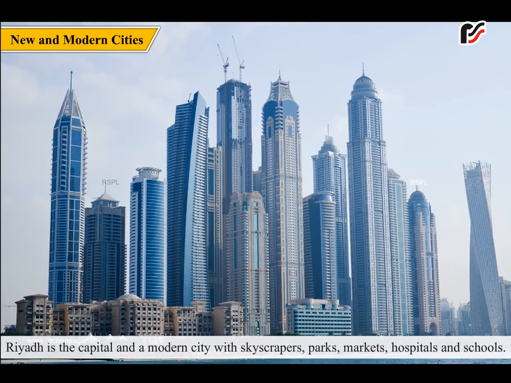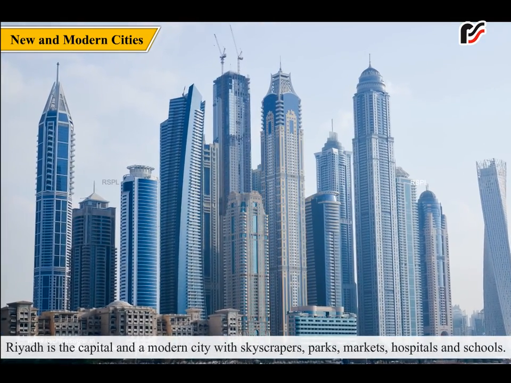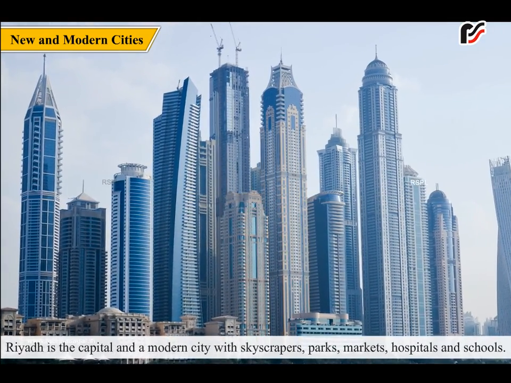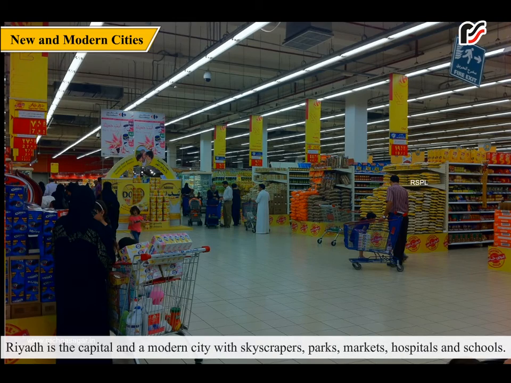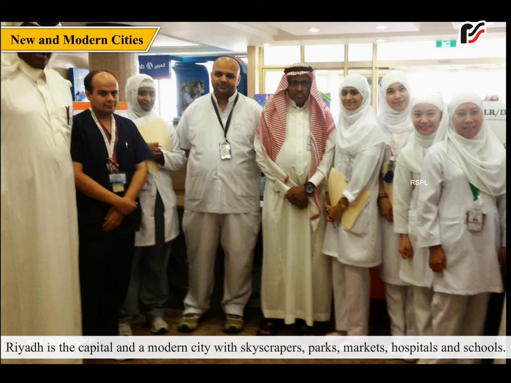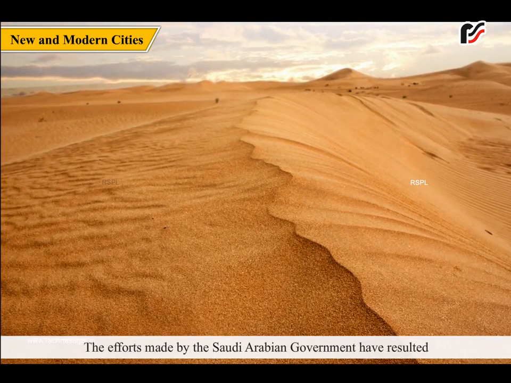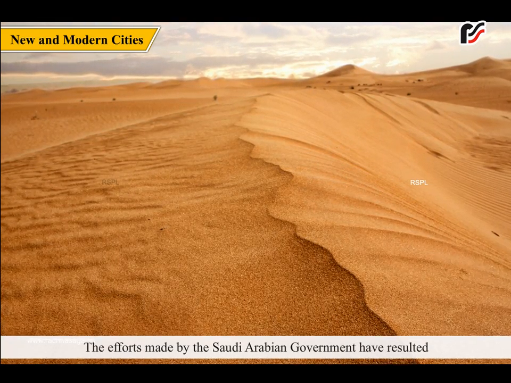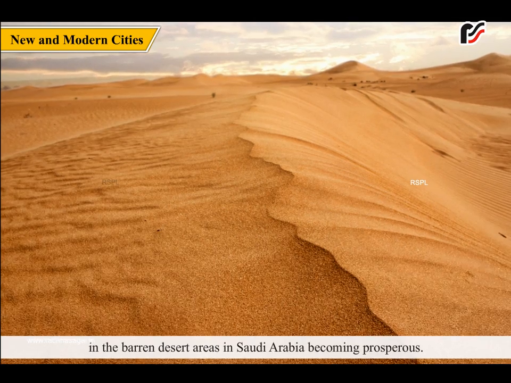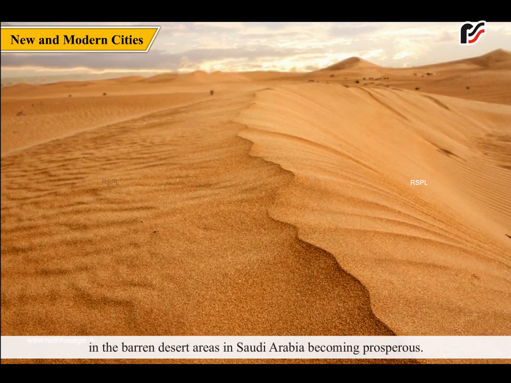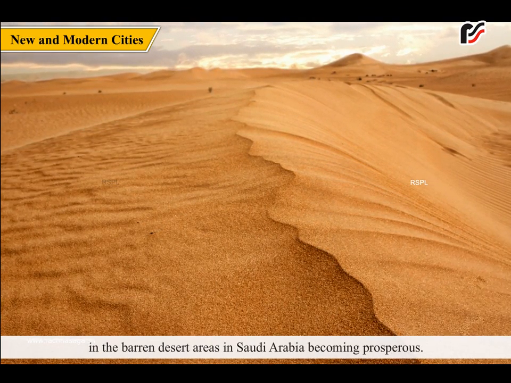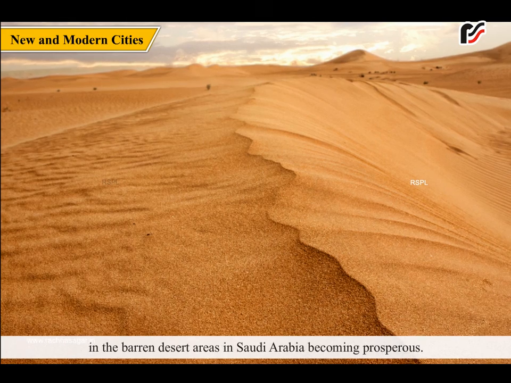Riyadh is the capital and a modern city with skyscrapers, parks, markets, hospitals, and schools. The efforts made by the Saudi Arabian government have resulted in the barren desert areas in Saudi Arabia becoming prosperous.